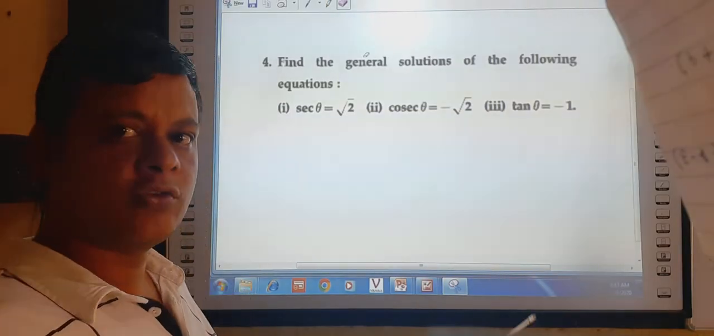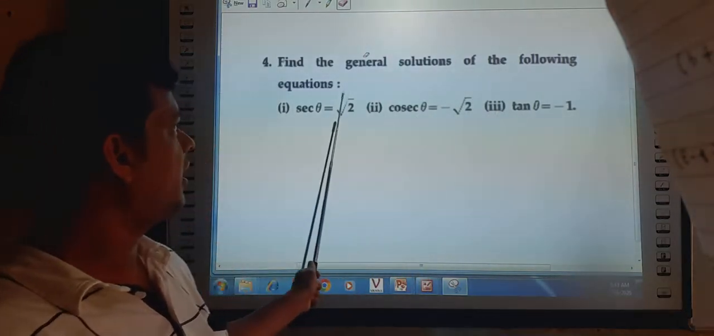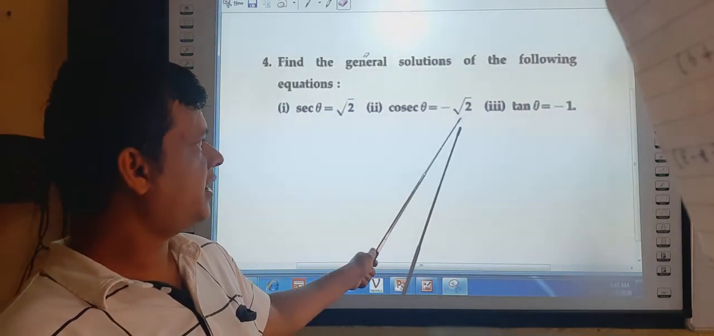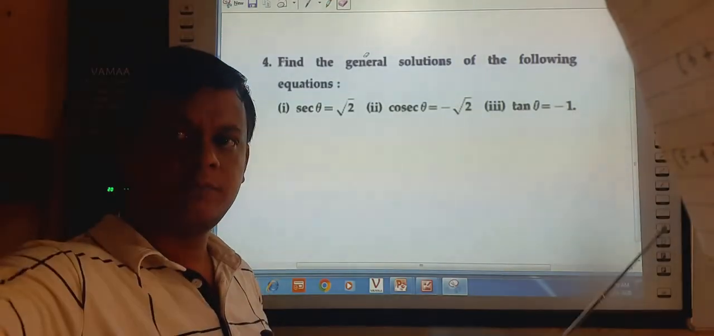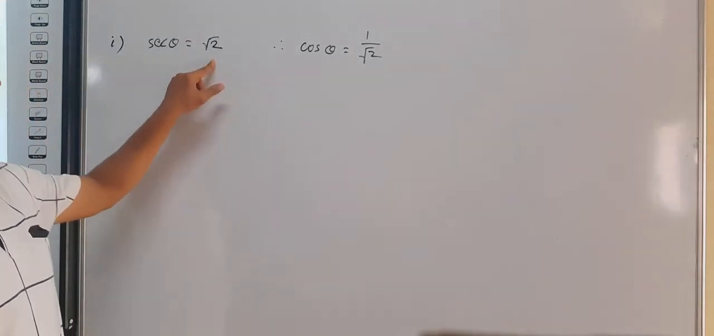Now see the next question. Find the general solutions of the following equations. Sec theta equals root 2, cosec theta equals minus root 2, tan theta equals minus 1. Now see the first example. Sec theta equals root 2.